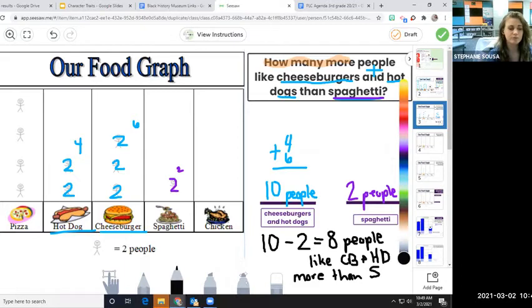How many more people like hamburgers than hot dogs? All right, let's see if that makes sense. Our cheeseburger total is all the way up here with 3 pictures. Hot dog is shorter with 2. So yes, more people like cheeseburgers. So how many more like cheeseburgers than hot dogs? Would be a math equation we could solve. What question could we ask?